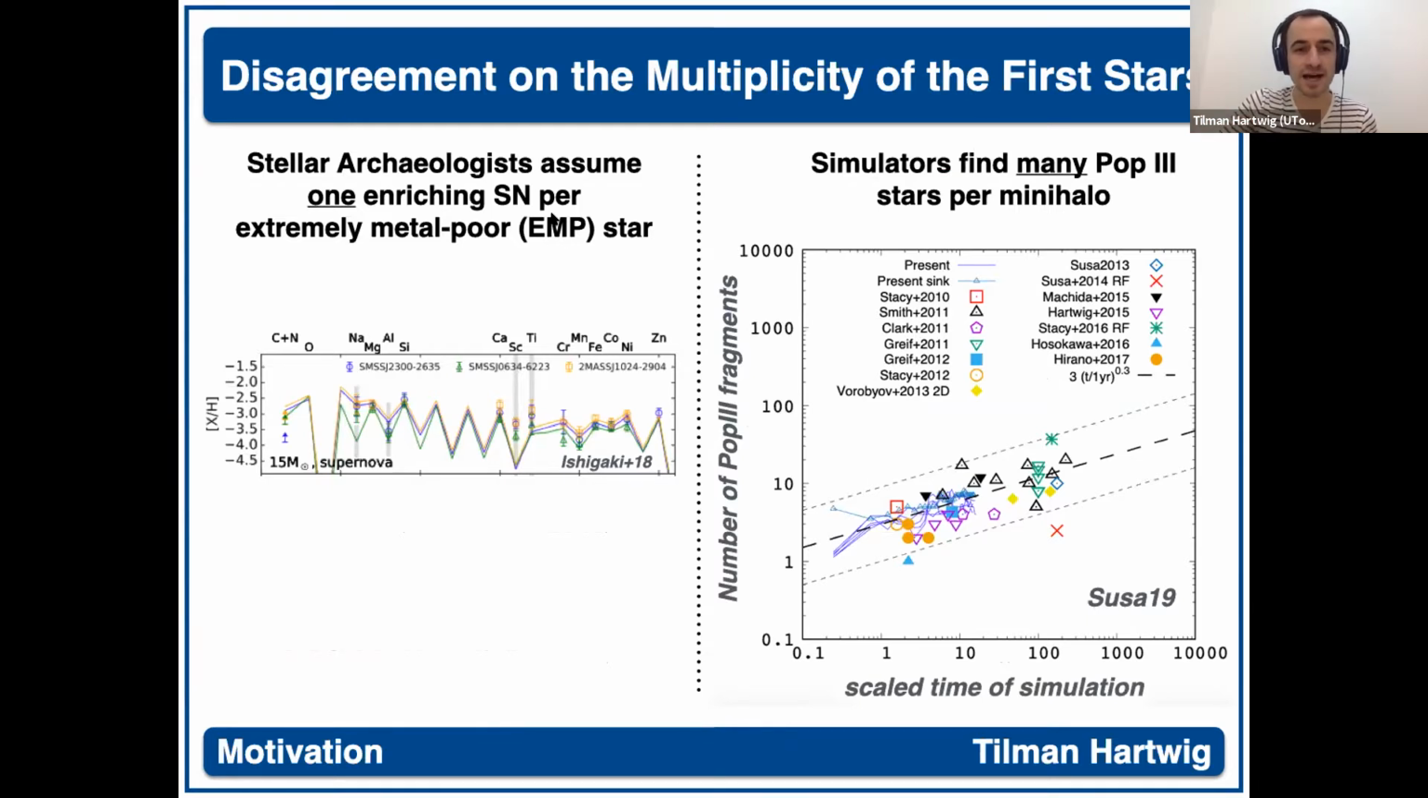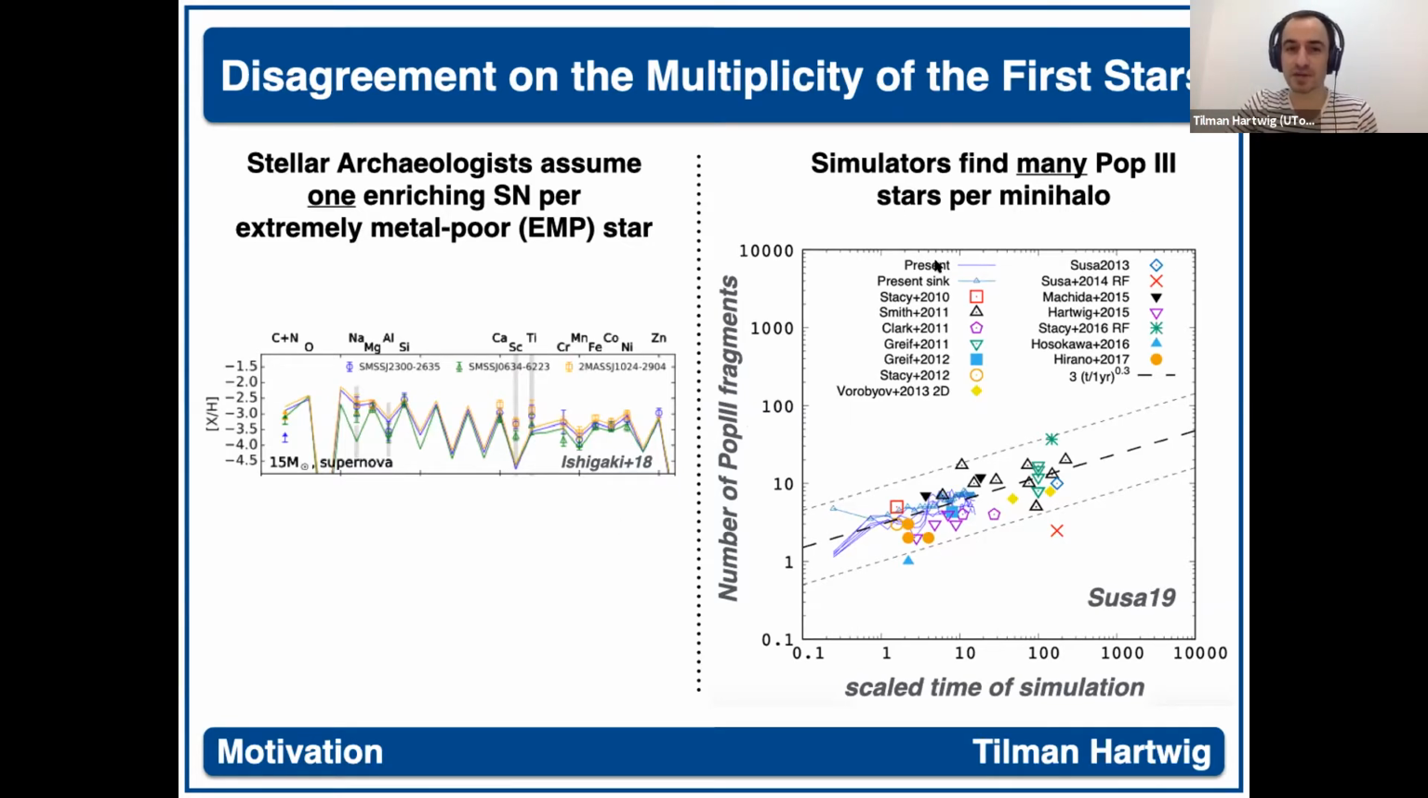On the one side, we have stellar archaeologists who, when they observe an exciting, extremely metal-poor star, for example, here, just an idea from Miho Ishigaki. Here, the data points in the background are an observed metal-poor star, and then we try to fit it with supernova yield models. But there we mostly assume one enriching supernova, because that just is easier in most cases.